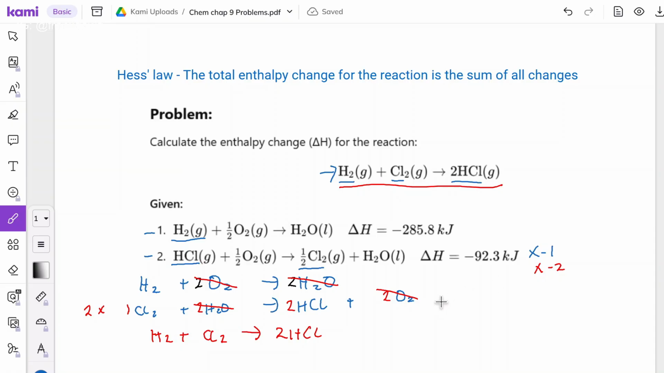And then to find the total ΔH for the whole reaction, use Hess's law. You add, since this one you didn't do anything to change the equation, it remains -285.8 kJ plus this one, 92.3 times -2 right here. And then you add both of them up and you get the final answer for the ΔH.